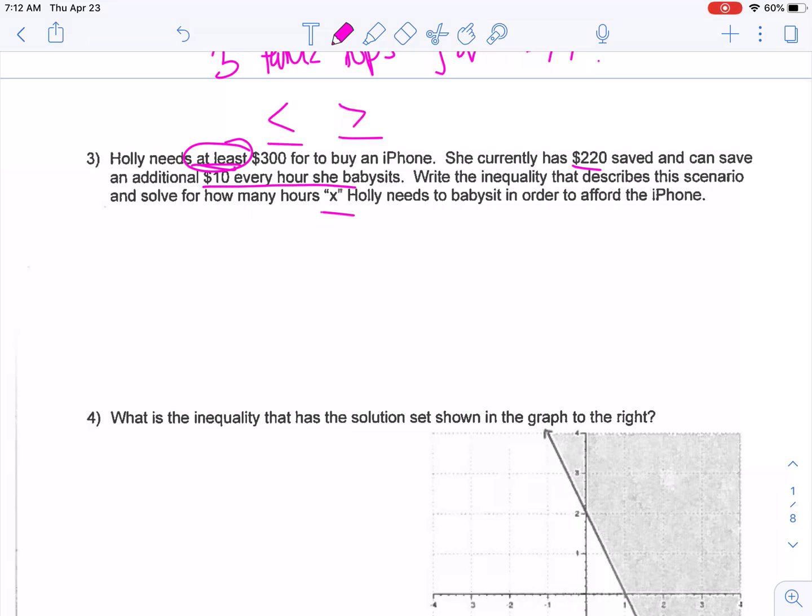Okay, so she currently has $220 saved and can save an additional $10 every hour she babysits, and hours we're defining as X.